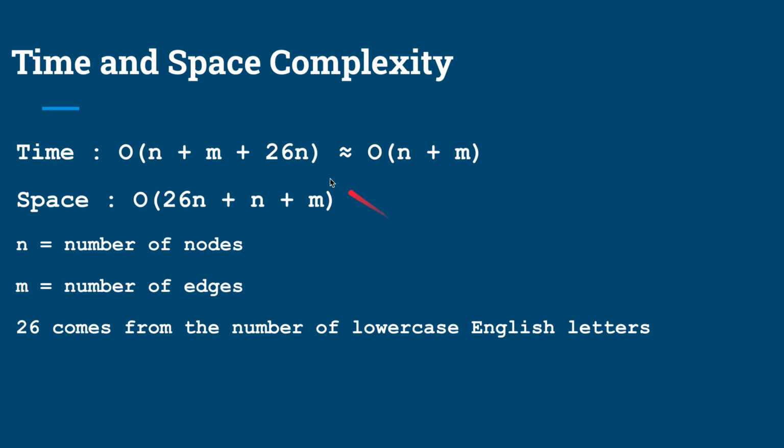If we talk about the time complexity, it will come to n plus m plus 26n, so it will become O of n plus m. And the space complexity will be 26n plus n plus m. The number of nodes is n and the number of edges is m. 26 comes from the number of lowercase English letters, right?